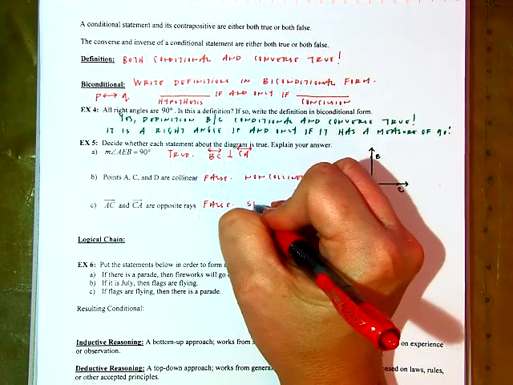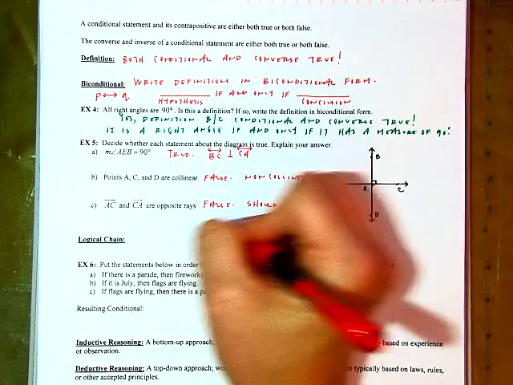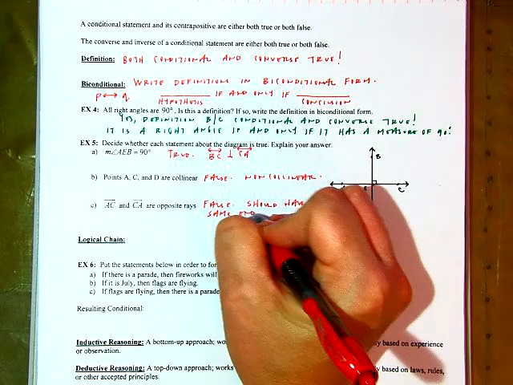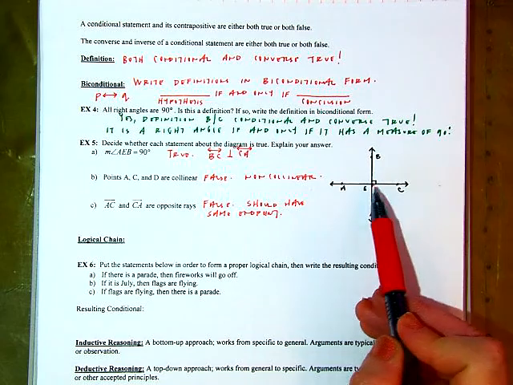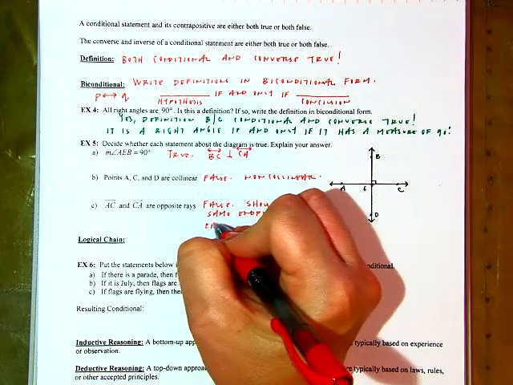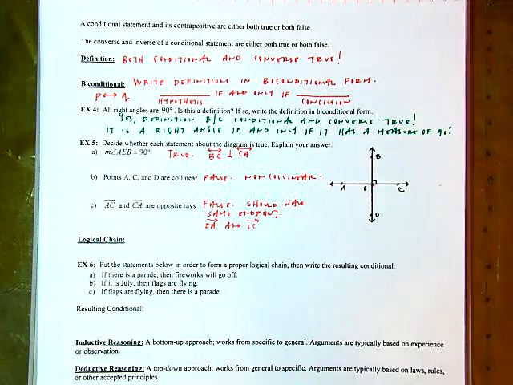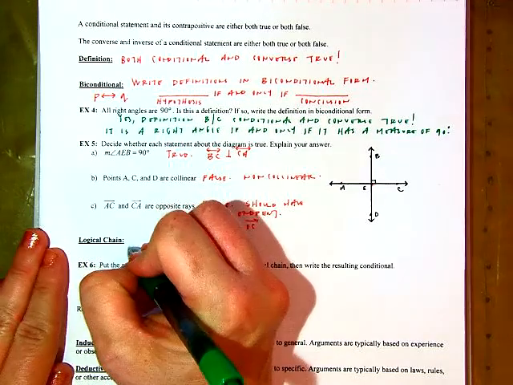We should have the same endpoint. Okay, and my example was I could have EA and EC. So EA and EC are opposite rays. All right, a logical chain. So a logical chain is where we link conditional statements together.